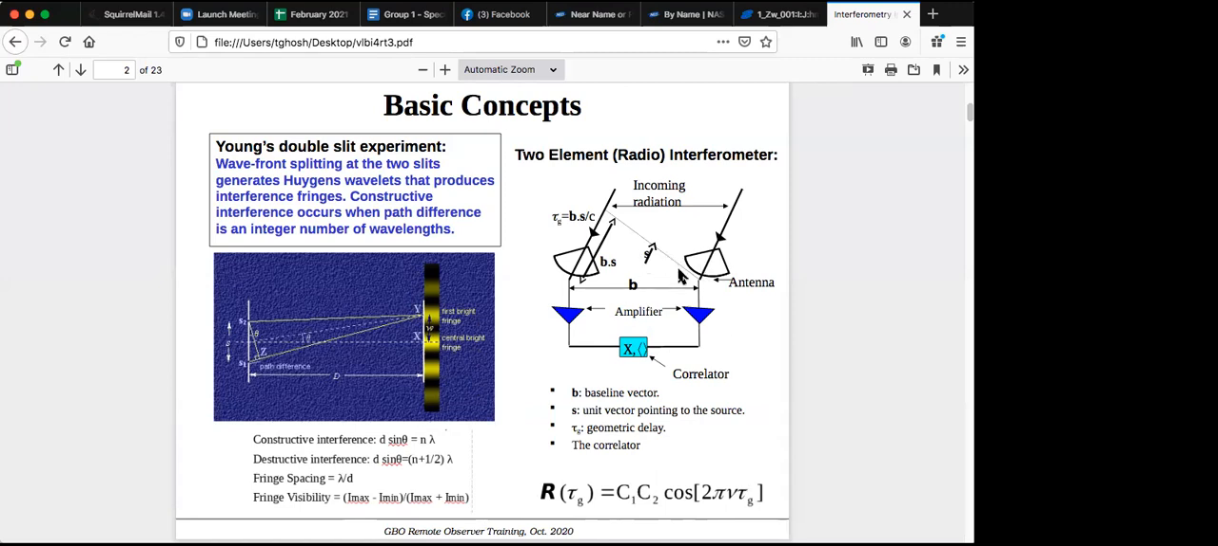Here again, the difference in the path length between the two rays in this diagram gives you the phase difference that causes the fringe pattern at the recorder, and that determines the spacing of the fringes. Ultimately that determines how finely you can resolve things on the sky. This is the basic idea at the heart of interferometry.